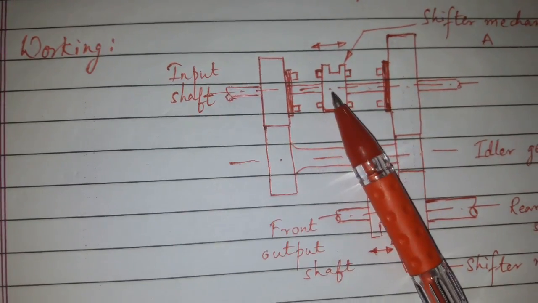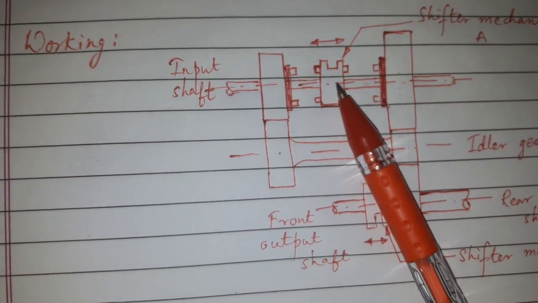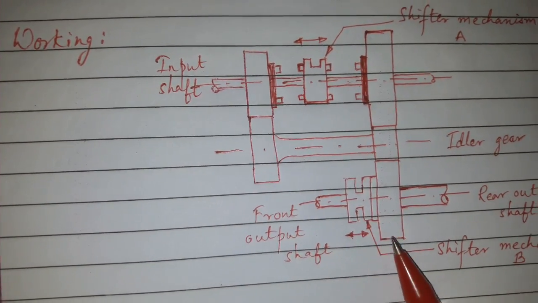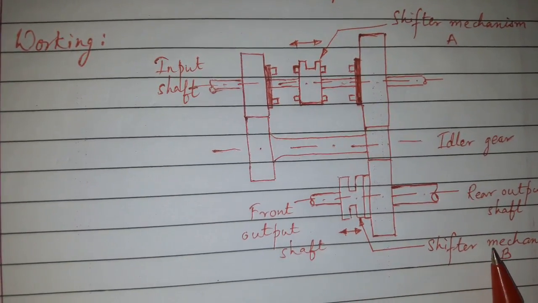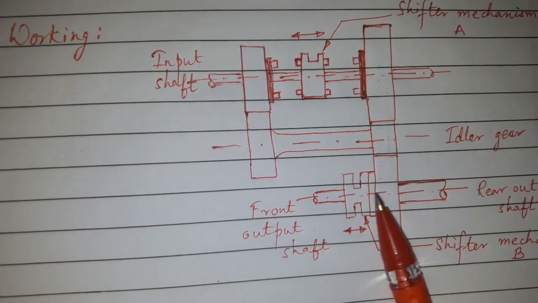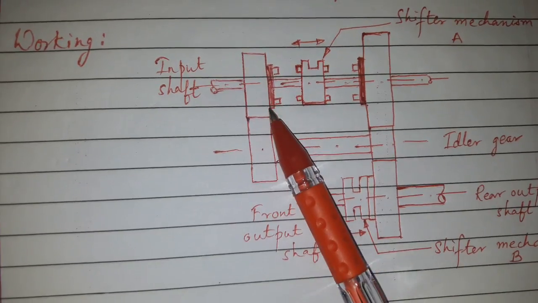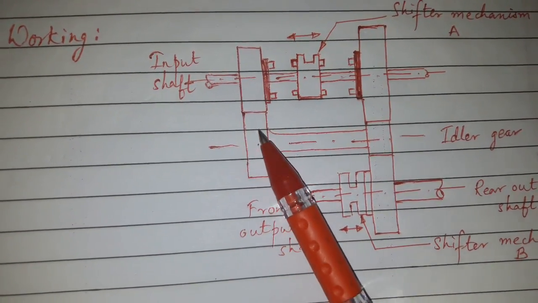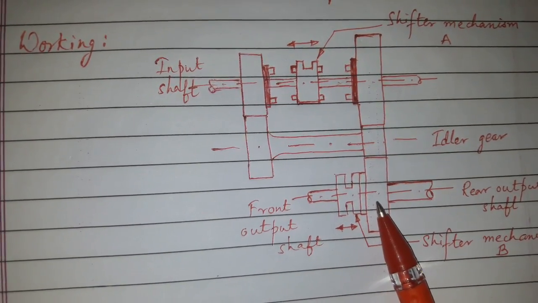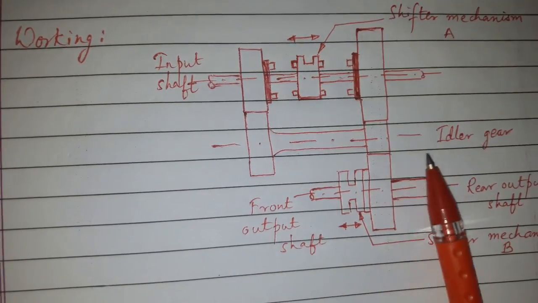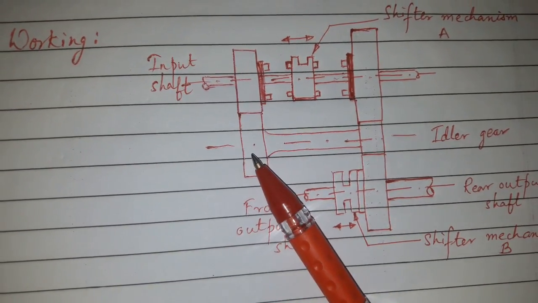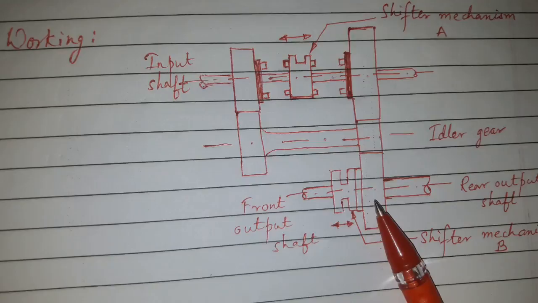and when shifter mechanism A is connected to the input shaft with the smaller input gear, and shifter mechanism B connects the front output shaft to the rear output shaft. In this position, the movement is transferred from the input shaft to the idle shaft and then it reaches the output shaft. In that case, low gear is obtained because it is coming from the smaller gear and then it goes to the idle gear and then it comes to the output shaft.